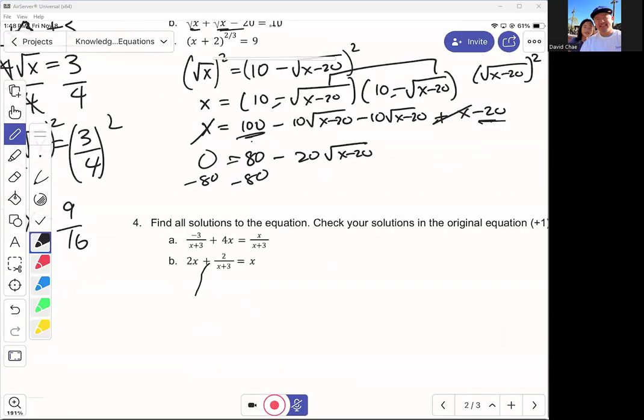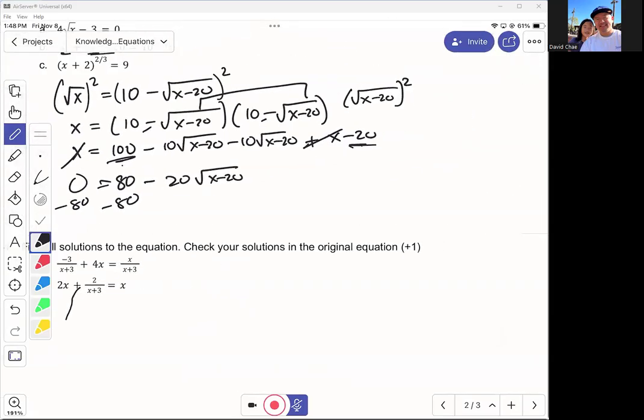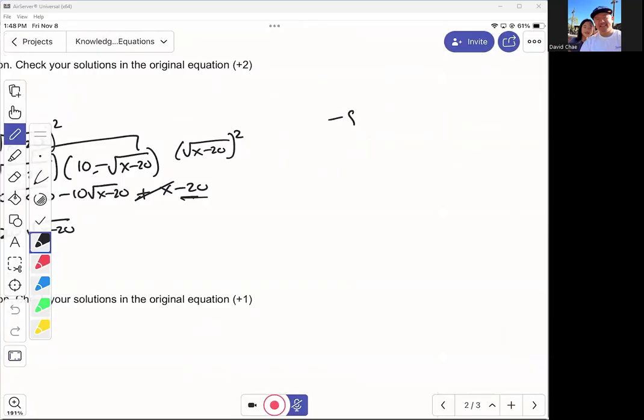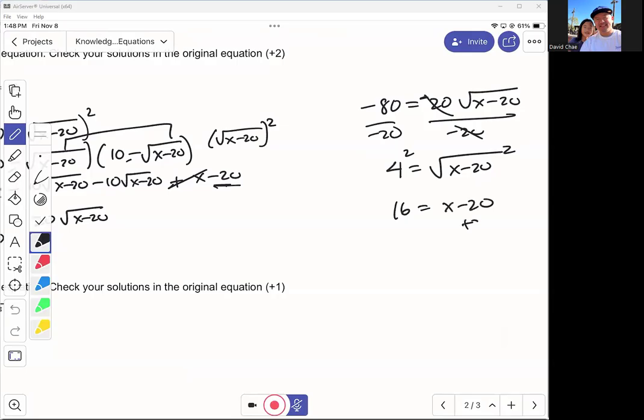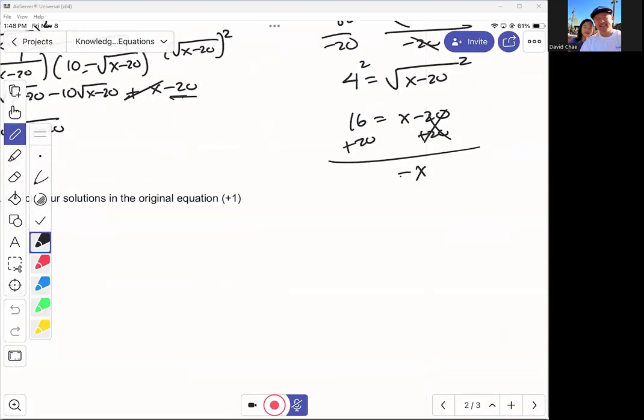This becomes negative 80 is equal to 20 radical x minus 20. And I'm going to divide both sides by negative 20. That becomes 4 is equal to radical x minus 20. Square both sides. That's 16 is equal to x minus 20. Add 20 to both sides. So x is equal to 36. All right.